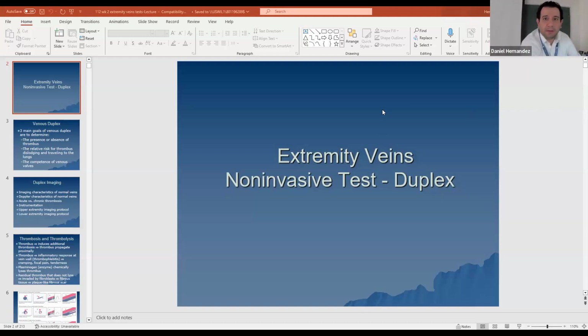So this is our second PowerPoint presentation on extremity veins. We're going to discuss non-invasive imaging. So this is going to be our duplex imaging.